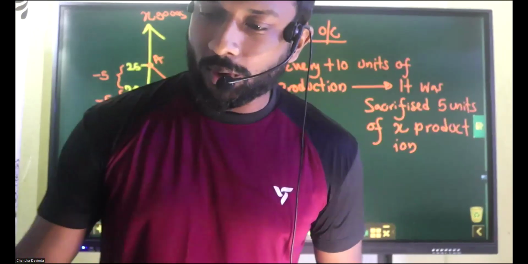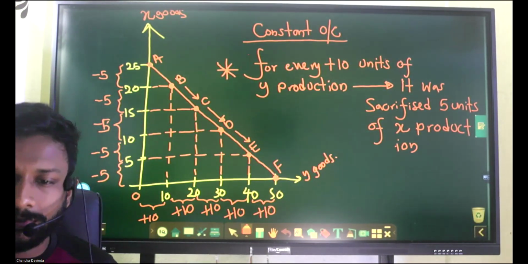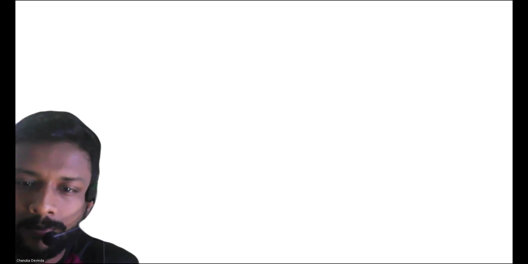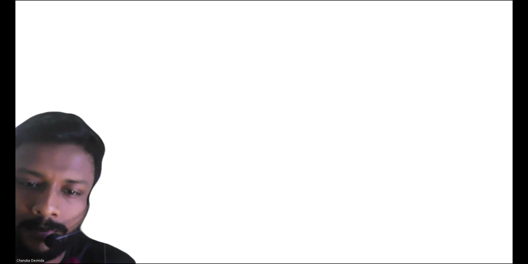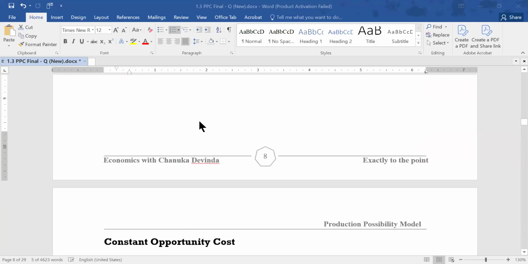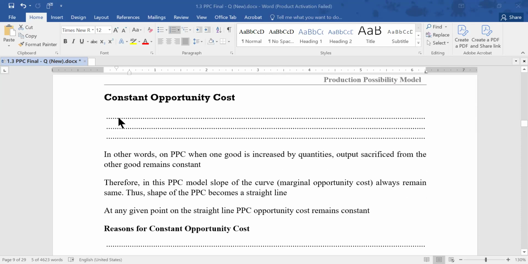We'll see the tutorial. Here, you have to write it down. Constant opportunity cost. Write it down.